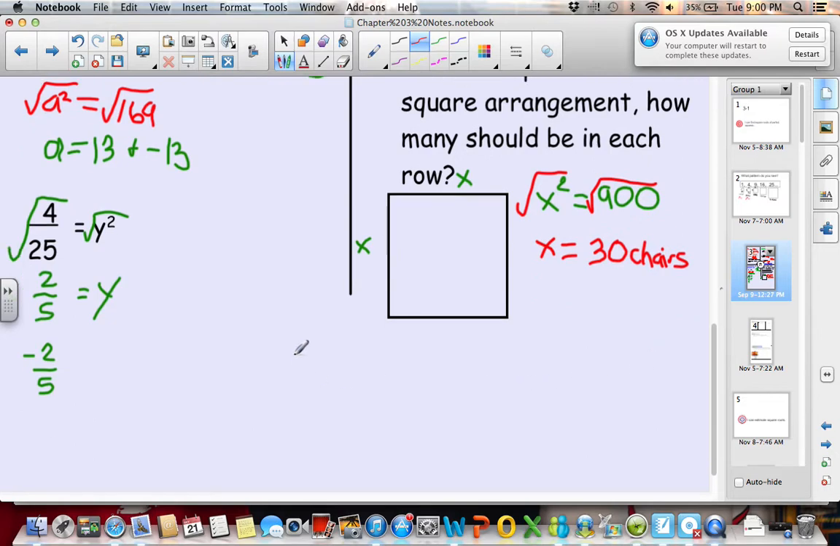Okay? So just to recap, this is the difference between squares and square roots. 9 squared equals 81. 9 times 9 equals 81. The square root of 9 equals 3, because 3 times 3 equals 9. If you are still confused, go back and read page 144 and 145 in your textbook.